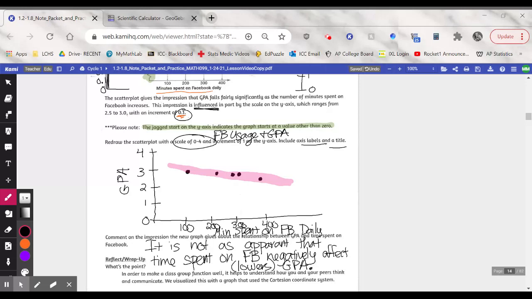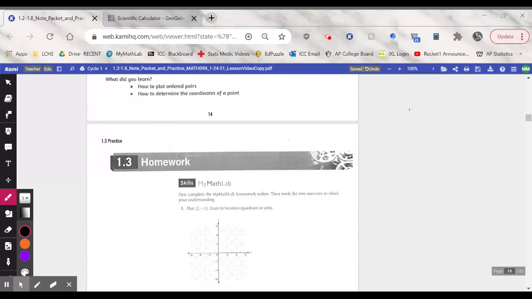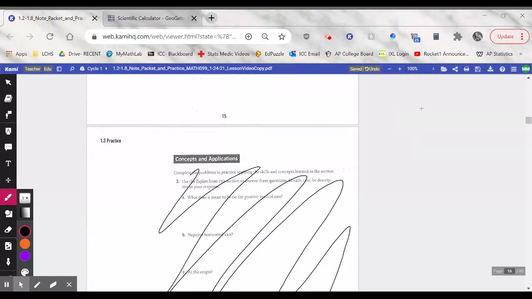Okay, if you guys would find it useful, remember that your practice problems start on the next page, so page 15. Remember to skip number 3.